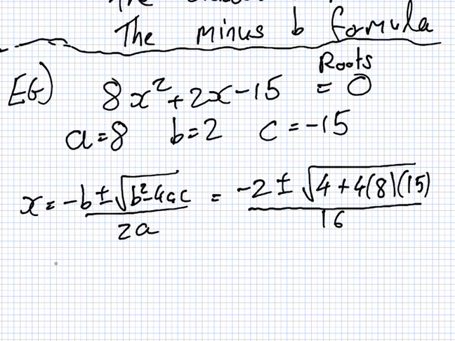Okay, so this is minus 2 plus or minus the square root of, now hang on, 4 times 30 is 60, 480, is it? Can someone, oh, my calculator's in my bag. Yeah, 480 is right.